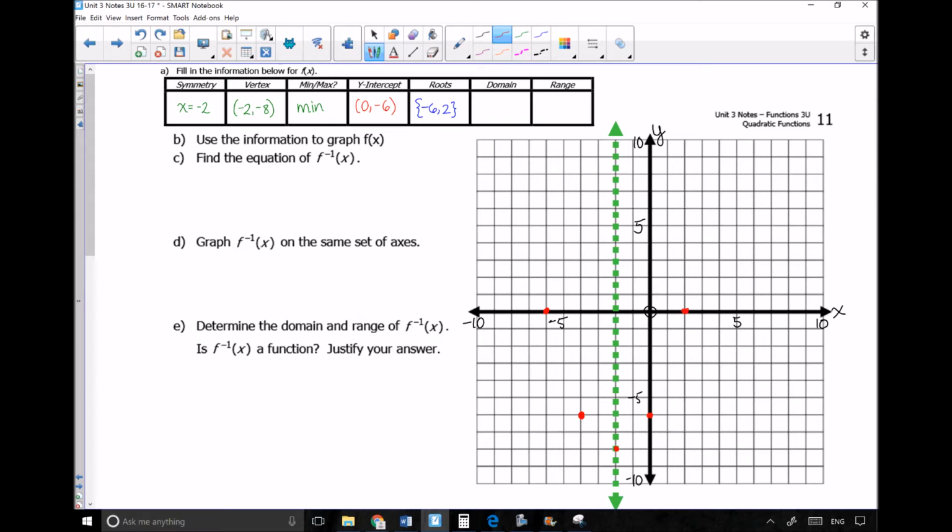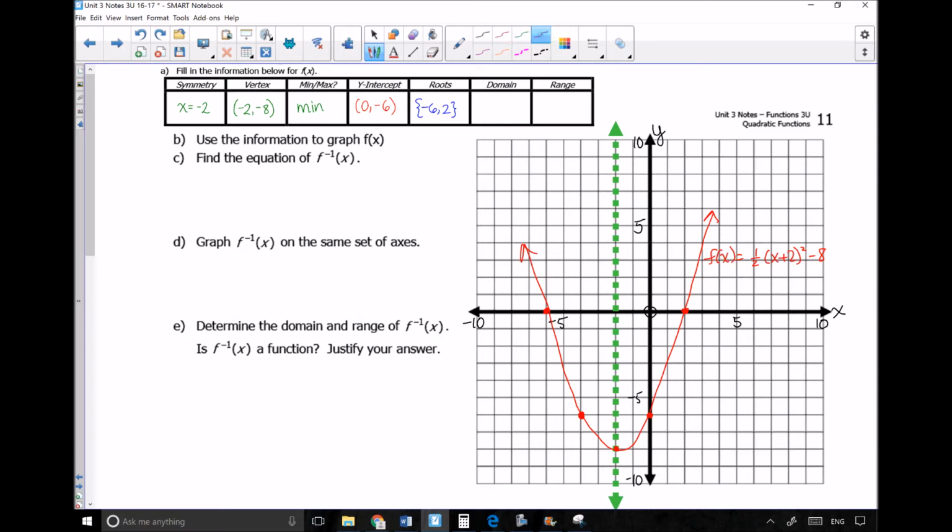Okay, so based on all that information, this is what my parabola should look like. This is how I'm going to graph out my parabola. And don't forget to write f of x is equal to 1/2 times (x plus 2) squared minus 8. Okay, so now that I've done that, I'm going to find the equation for the inverse of f of x.